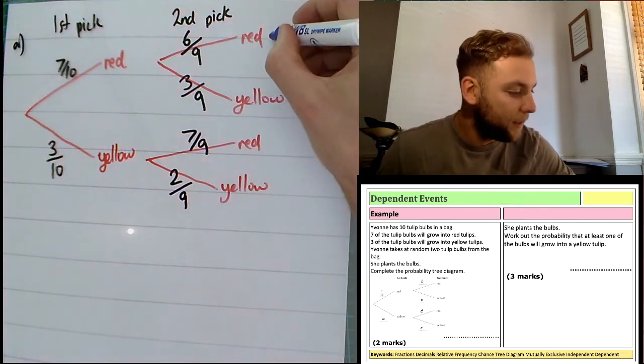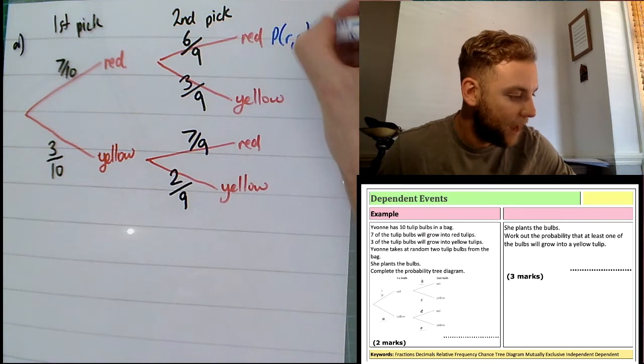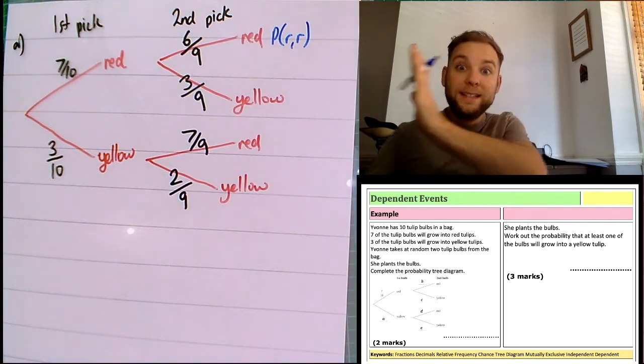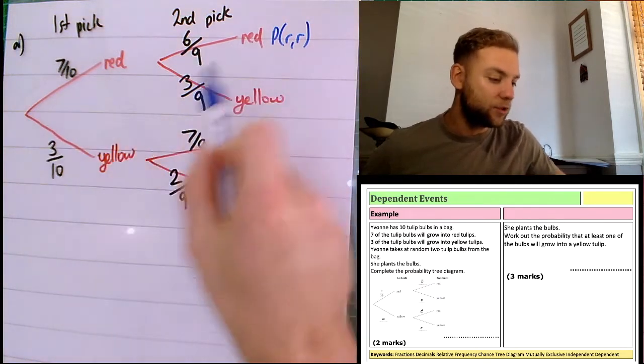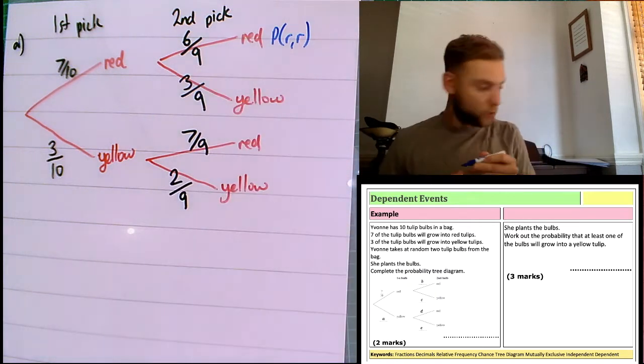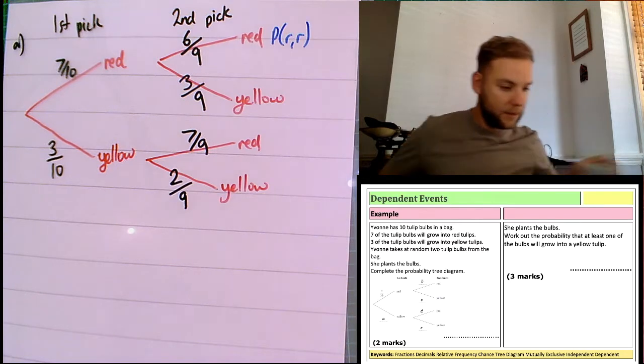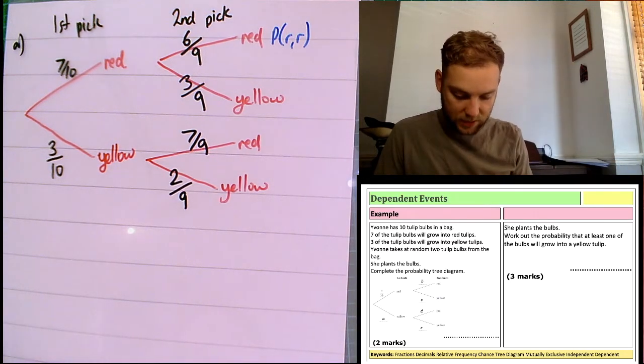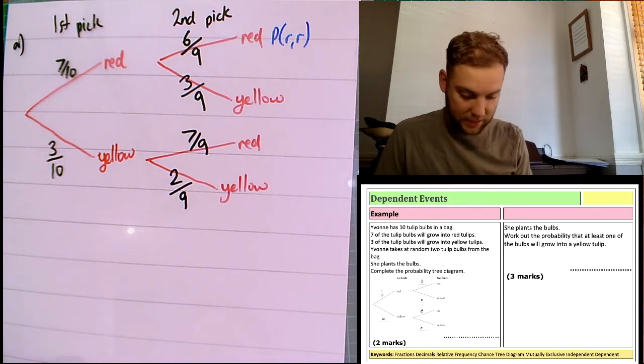So, what is the probability of picking red and then red? Well, remember that we times across. So we times across our tree. So it's going to be 7 over 10 times by 6 over 10. So we can do that on our calculator. So 7 over 10 times by 6 over 9.